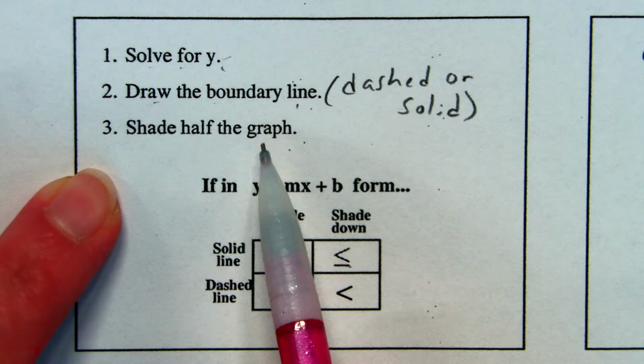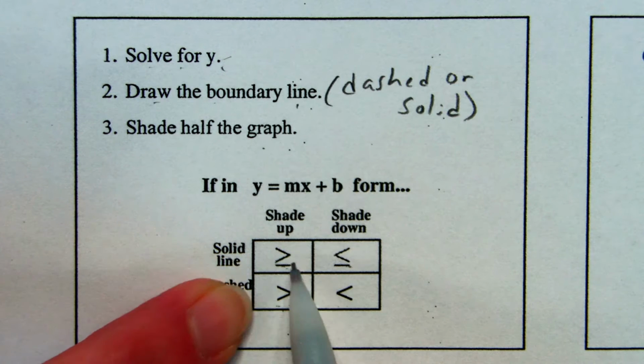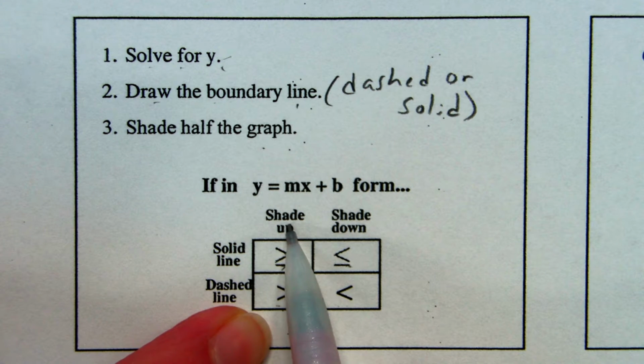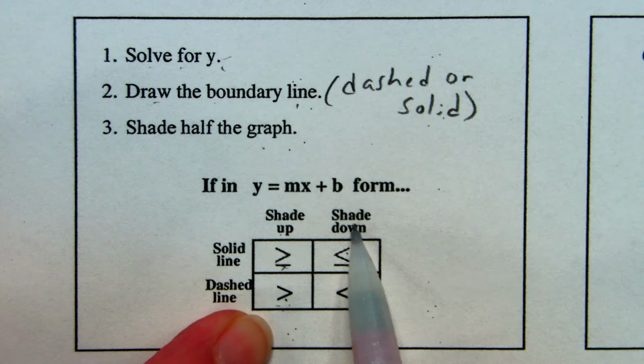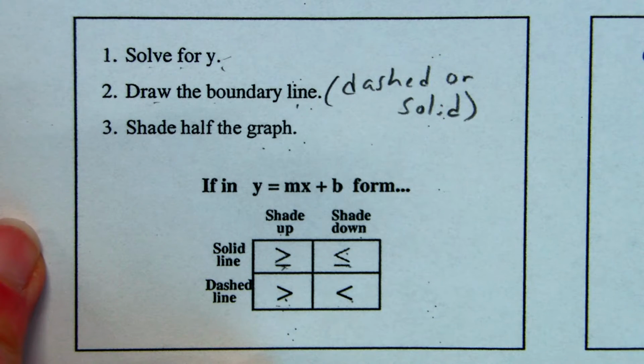And then you're going to shade half the graph. And there's some directions on this too. If it's greater than or equal to or greater than, you're going to shade up, which means above the line. If it's less than or equal to or less than, you're going to shade below the line, which is shade up, shade down. So basically that's the procedure that we're going to use, and then I'll try to explain the solutions as we go through the examples.